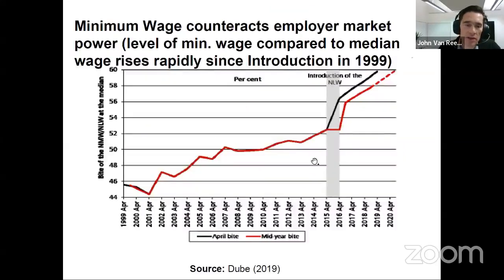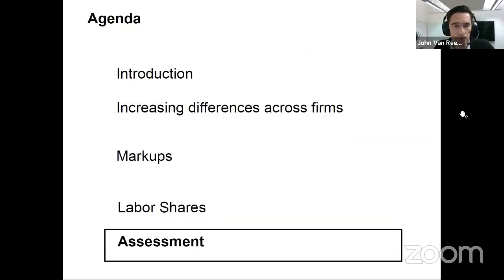So if you look at this, this is the so-called bite of the minimum wage. So it's the level of the minimum wage relative to median workers. So this is when the minimum wage is introduced. It was introduced at a relatively low level, but then has become increasingly strong over time. So the strength of the minimum wage has increased. So you could think about this as being maybe a counterbalancing influence to the downward pressure on the labour share, and also a counterbalancing influence to the increased pressures towards higher inequality amongst workers.